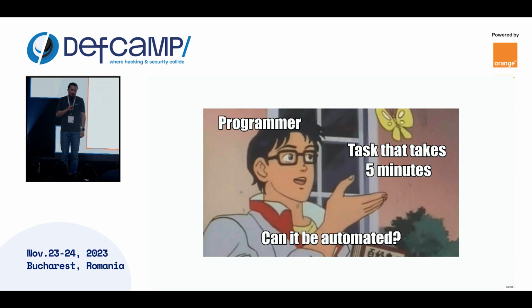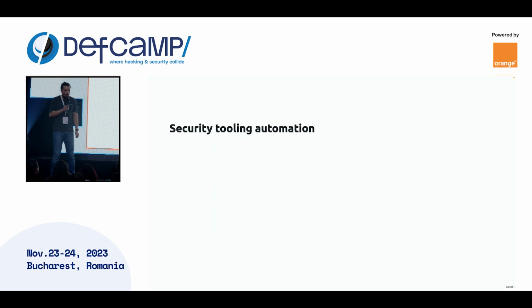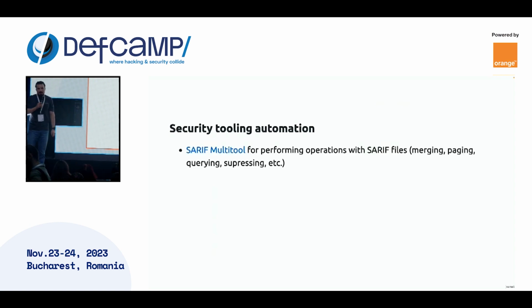We like automation, so this is a quick section for automating the security work. Firstly, all security scanners nowadays will export the results into SARIF. It's a format provided by Microsoft, and you have this library, namely SARIF Multitool, for performing operations with the results that your tooling will provide. For example, merging, paging, querying, suppressing, etc.